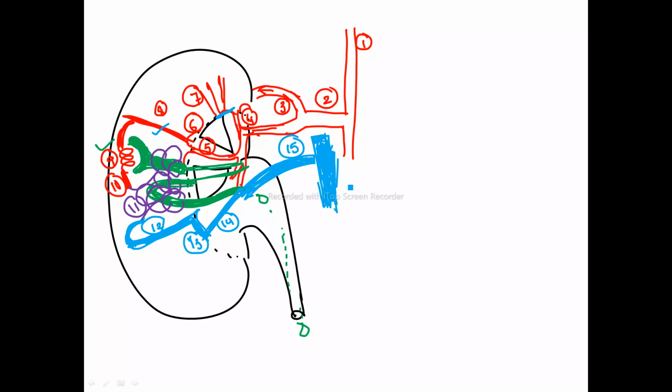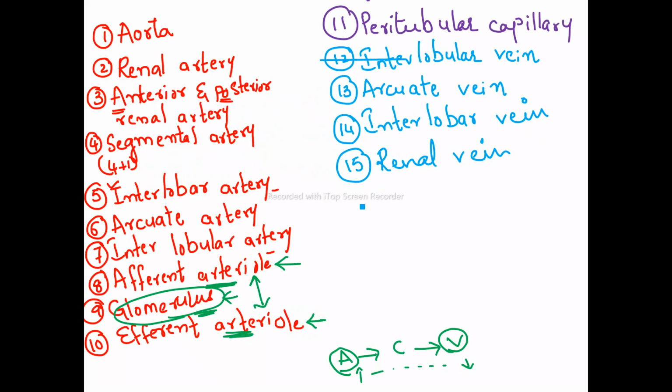So this is blood vessel number 16, which is your inferior vena cava. Okay, so this is all about the blood supply to your kidneys. It will be initiated from the aorta, from where the renal artery will be initiated.